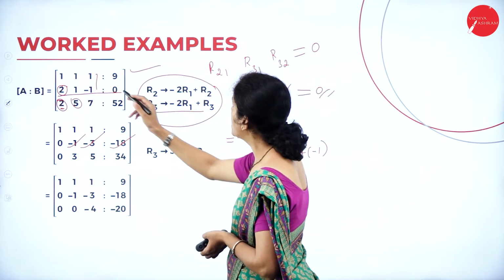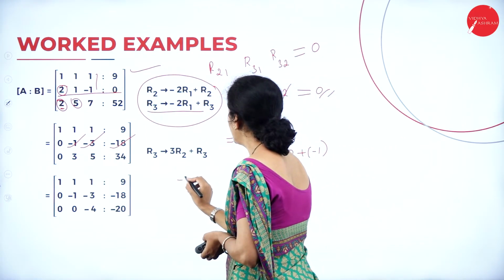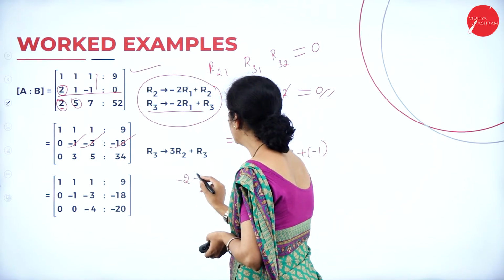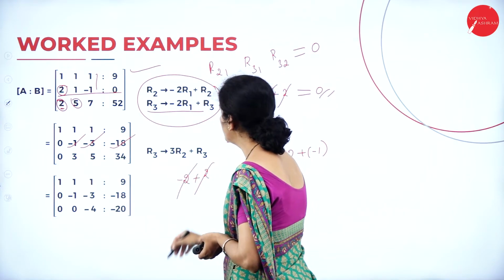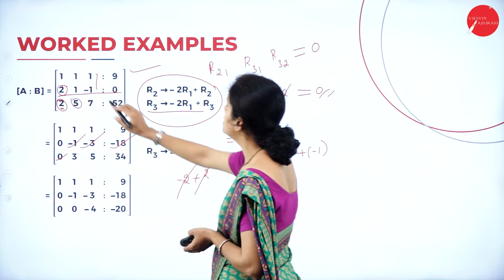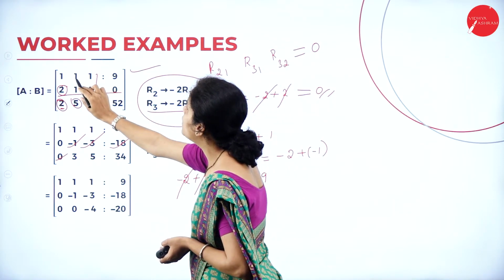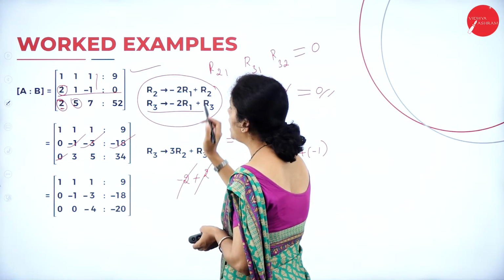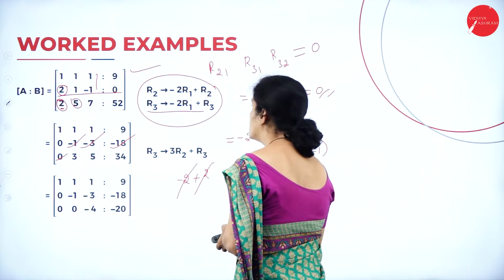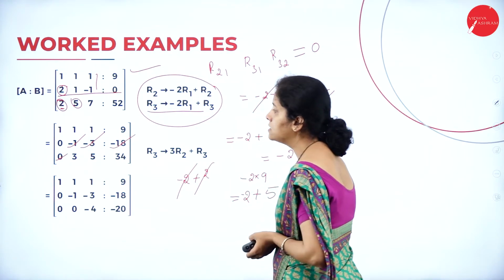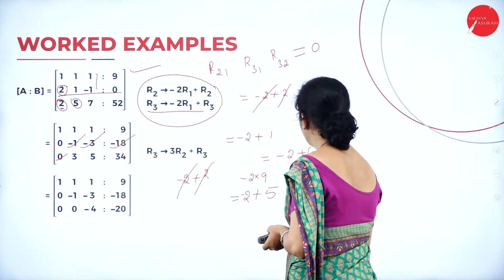So what is R1? That is minus 2. What is R3? It is 2. So plus 2, minus 2 get cancelled. So it is 0. Now see here, R1 is 2, so minus 2R1 plus R3, it is 5. So what is the answer I am going to get? That is 3.